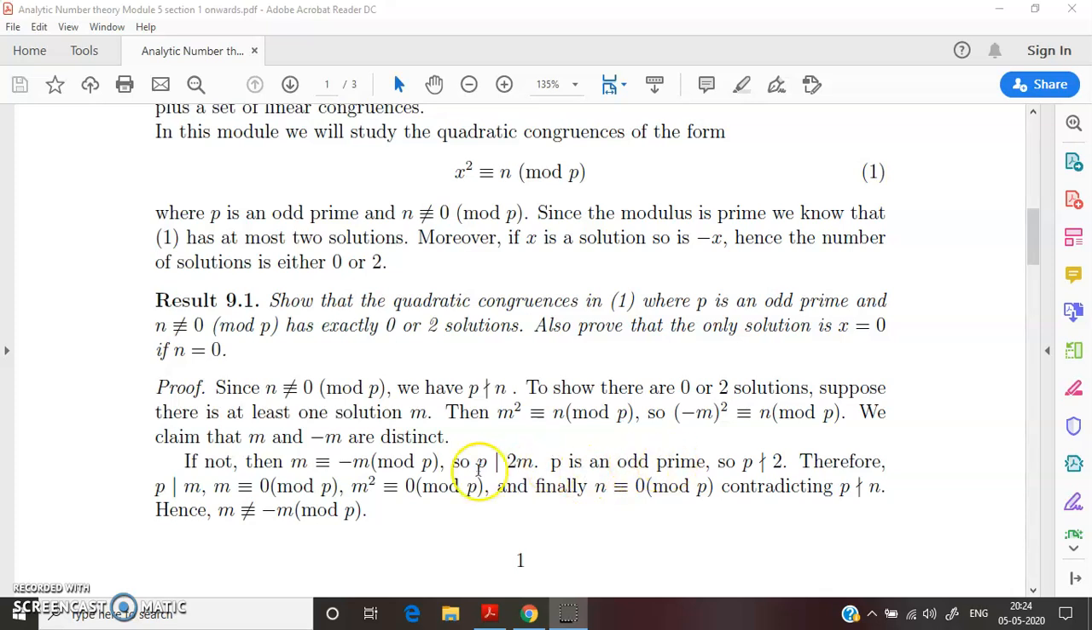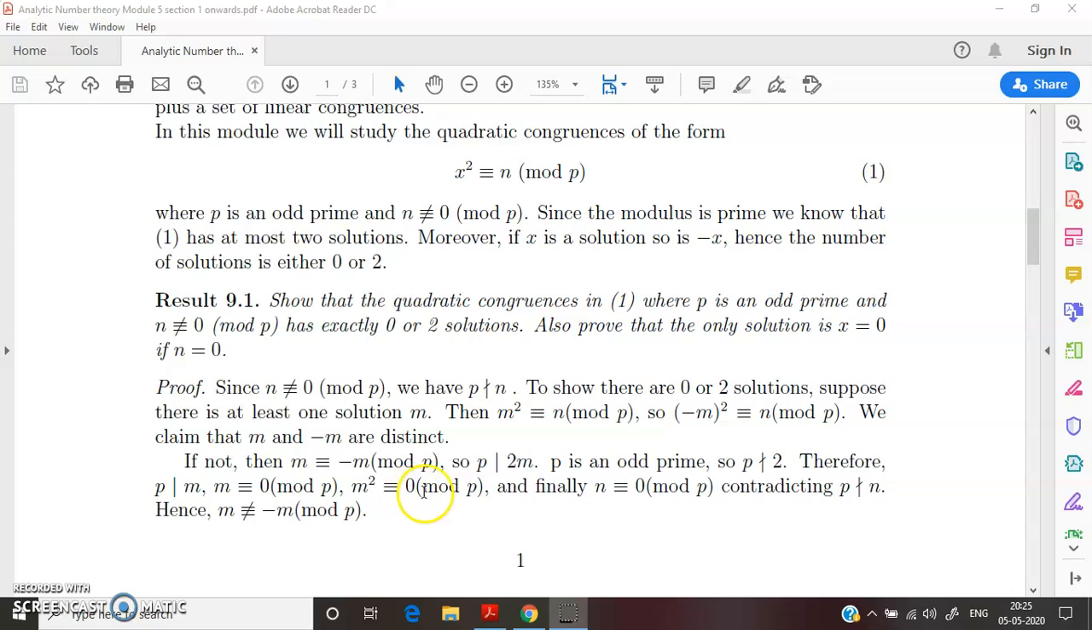p is an odd prime. It is given that p is an odd prime. That means odd means it does not contain the number 2. So p does not divide 2. That means that p should divide m. What is the meaning of that? p divides m means m is congruent to 0 mod p. That means m square is congruent to 0 mod p.